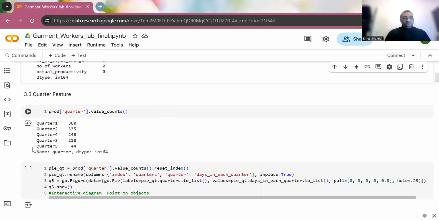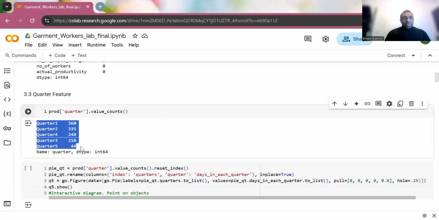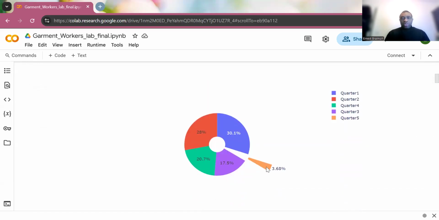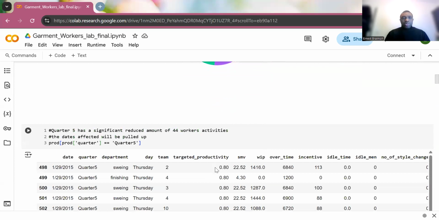Then the quarter five, as you can see here, this last bit, everything being highlighted. As you can see, quarter five is not supposed to exist, since there are 4 quarters, that's 4 weeks of the month. So I wondered where the fifth one came from. I can see it's so tiny, 3.6%.